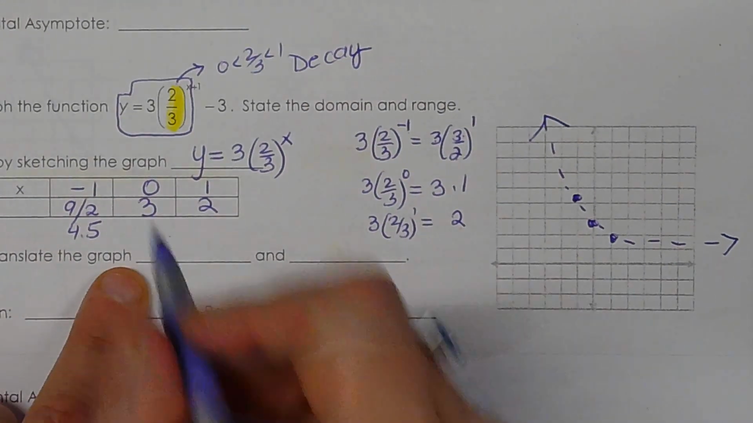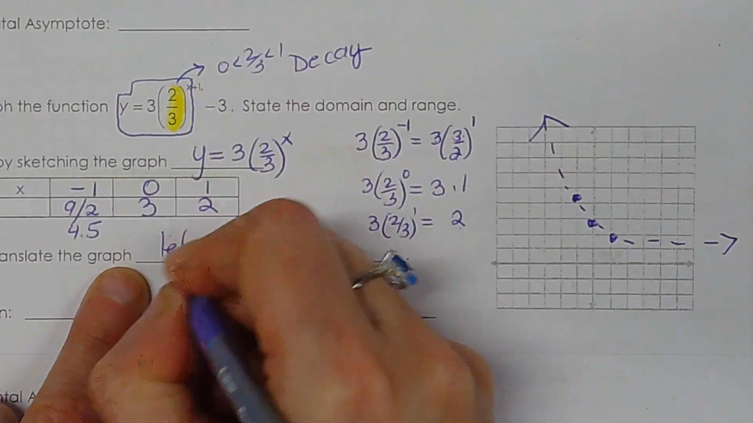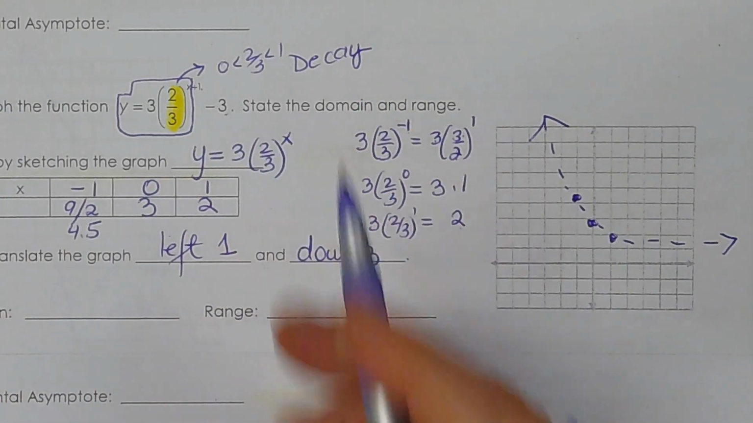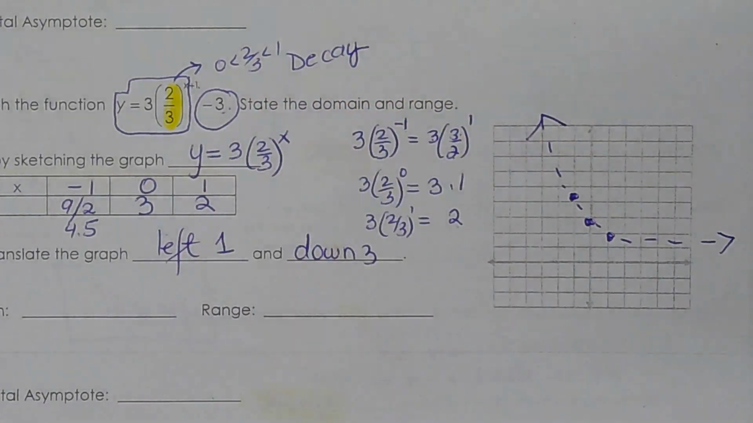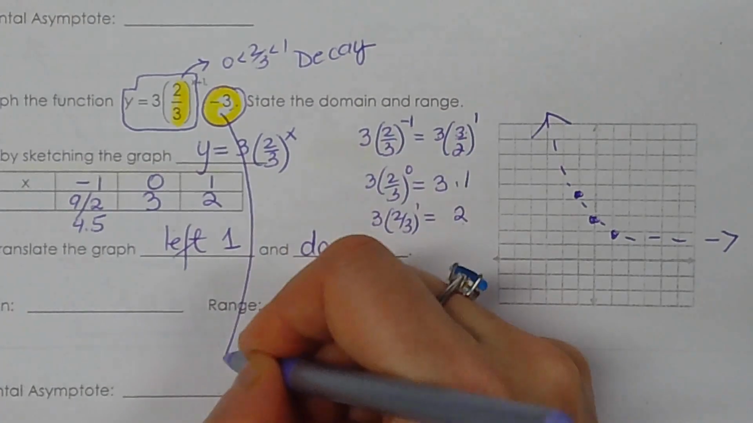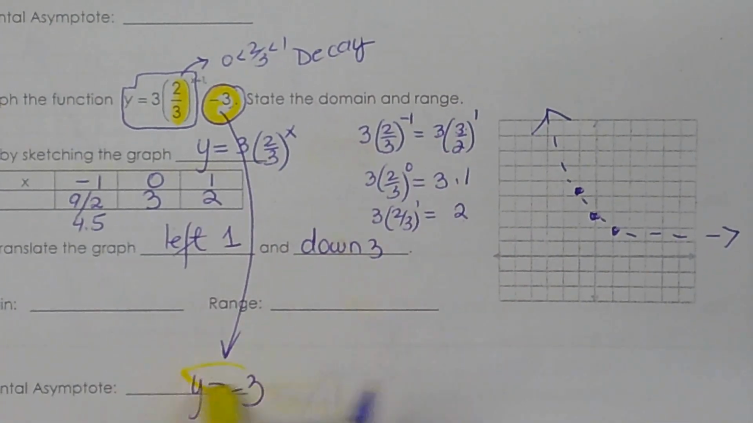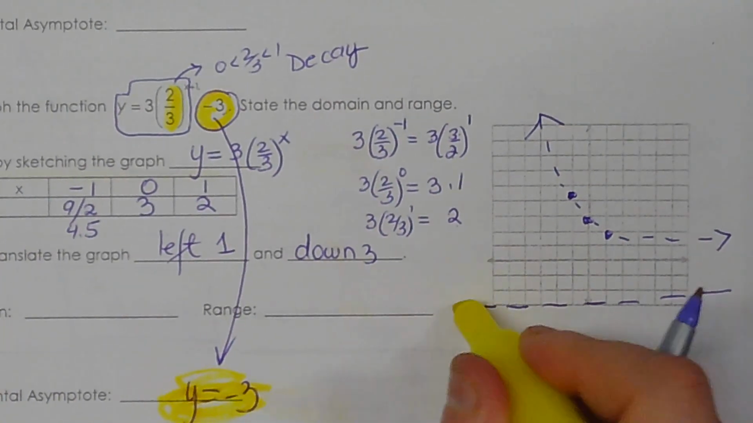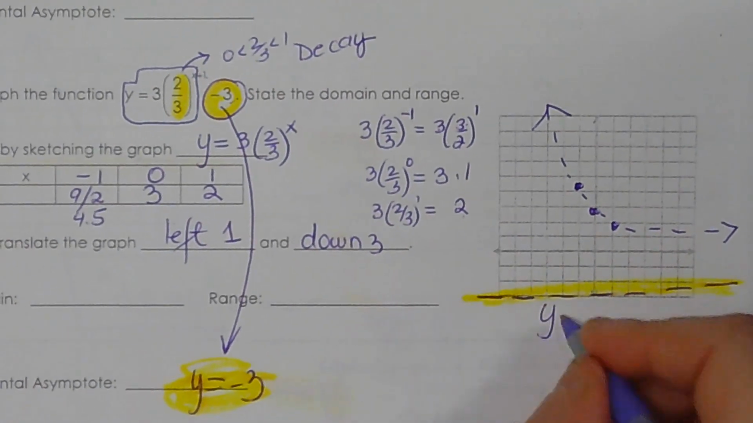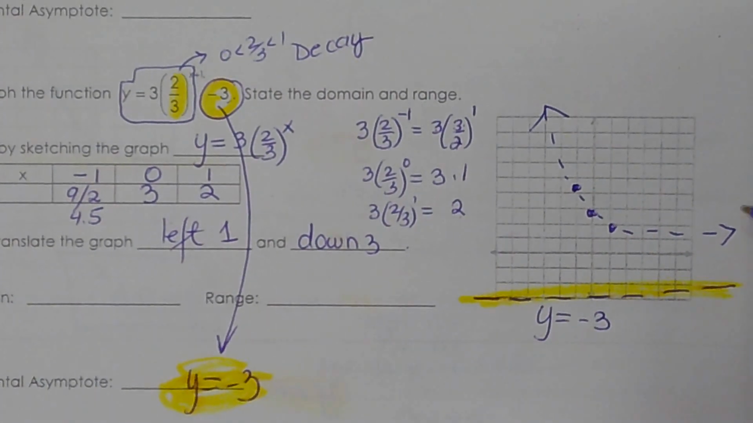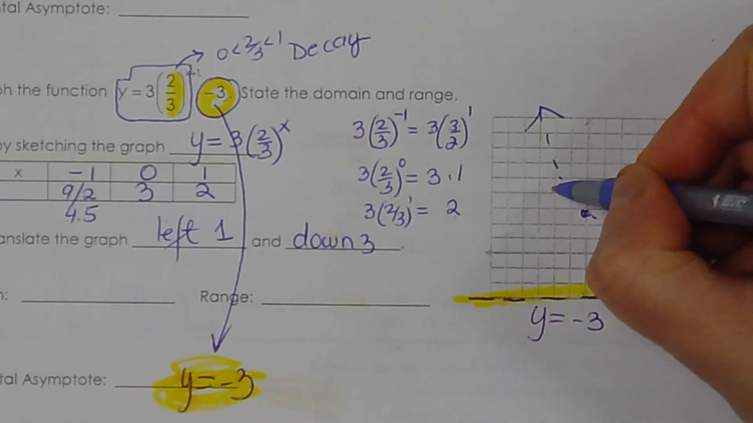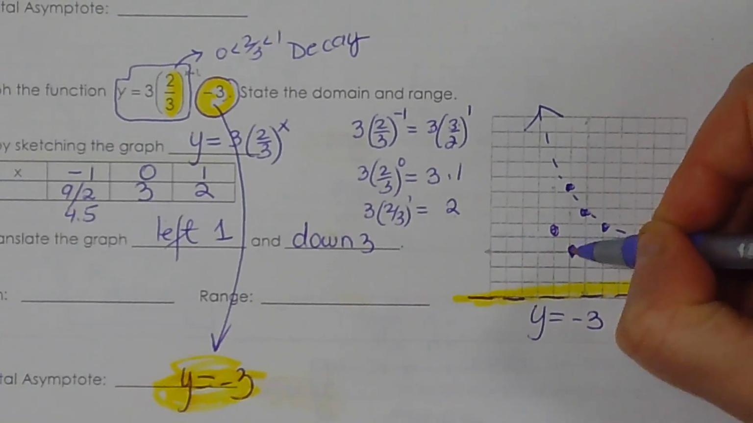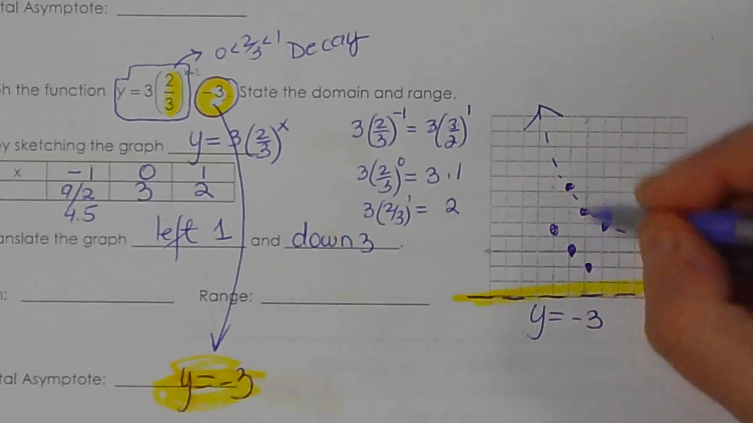Now we need to translate. h is +1, so we're going to go left 1, and k is -3, so down 3. But before we do that, I'm going to put my horizontal asymptote y equal to -3 on the graph to make sure I don't cross it with my translation. So y equal to -3. Now we're going to take every point left 1, down 3, left 1, down 3, left 1, down 3.